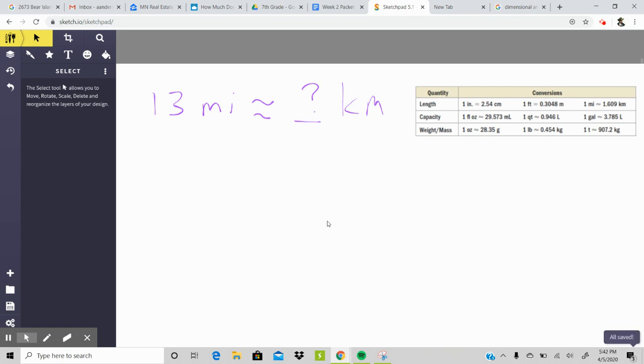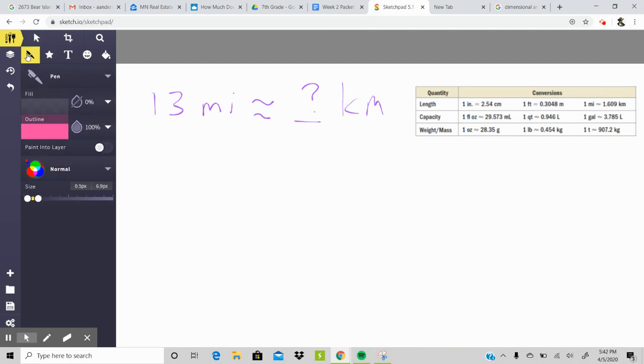To convert between units, if we're going from the left side of the equal sign to the right, the big kicker is I want to get rid of the miles and be left with just kilometers. So I'm going to start with my 13 miles and multiply it by 1.609 kilometers. MI stands for miles, so this isn't the word mix. That's my conversion factor, 1.609.